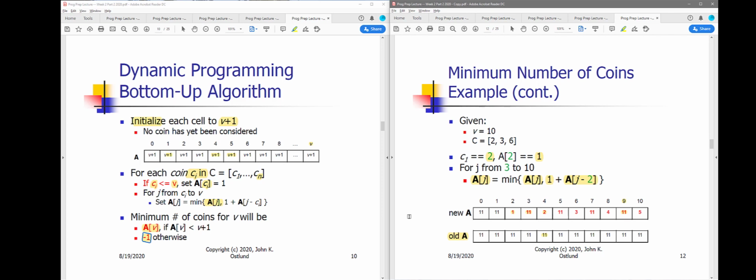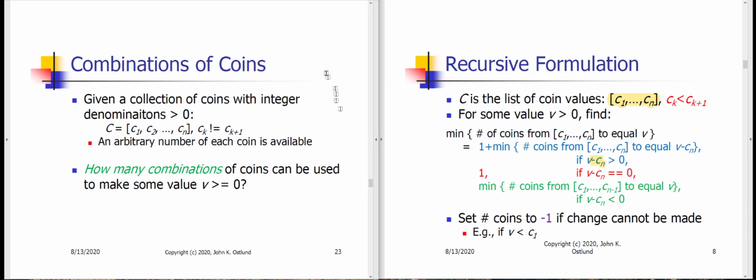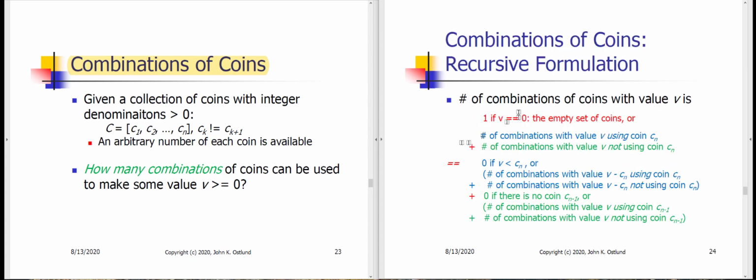All right, so that takes care of the minimum number of coins problem. The other form of this question is, how many combinations of coins do you need in order to produce a certain amount of change? Okay, so how many combinations of coins could you use to create some certain amount of change?